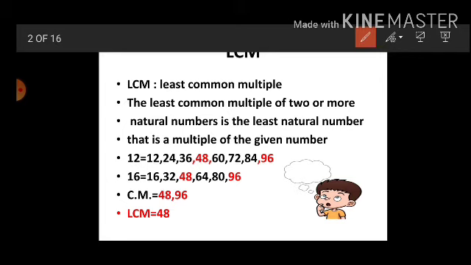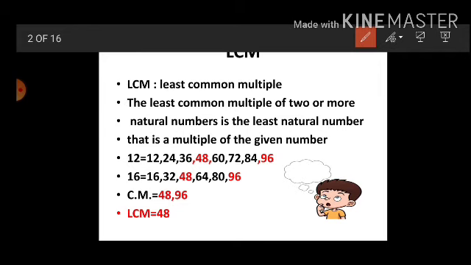And now we write the multiples of 16. 16 ones are 16, 16 twos are 32, 16 threes are 48, 16 fours are 64, 16 fives are 80, 16 sixes are 96. Then we take out the common multiples. Common multiple means the multiples which are the same for 12 and also for 16.